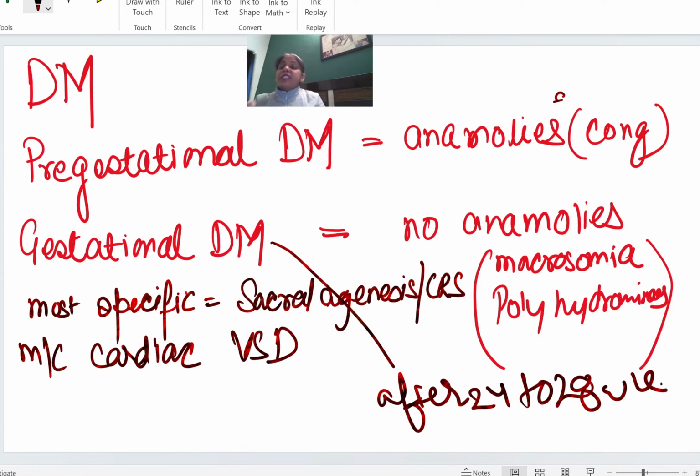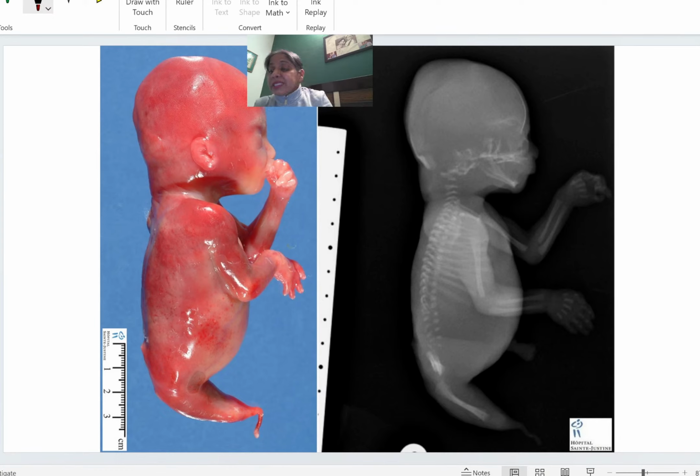Okay, what are the complications which occur in both pre-gestational and gestational? Macrosomia and polyhydramnios. Which is the most specific congenital anomaly of pre-gestational diabetes mellitus? Sacral agenesis. What is another name for sacral agenesis? Caudal regression. If a fetus has this syndrome, it means that his mother had pre-gestational diabetes mellitus. This is caudal regression syndrome or sacral agenesis.